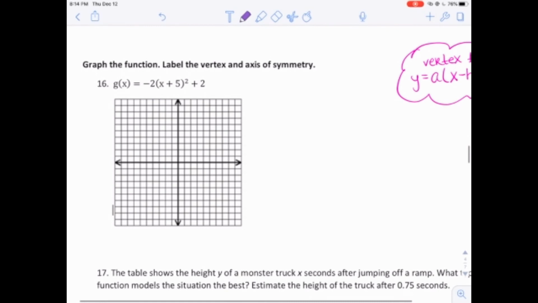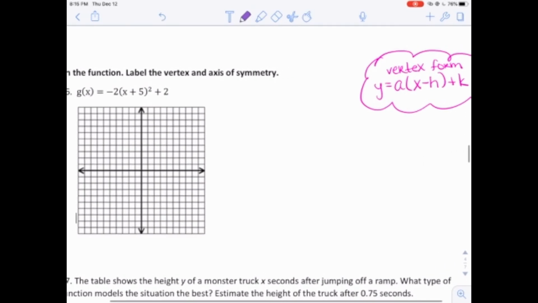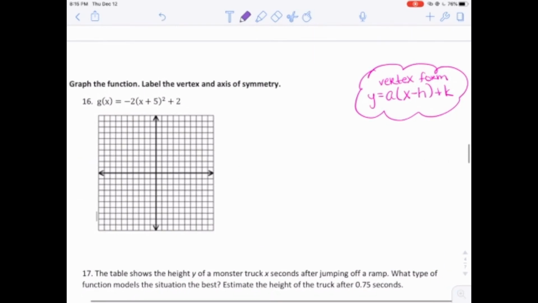All right, problem number 16. We are going to graph this function and label the vertex and axis of symmetry. So you can graph this a couple of different ways. You can either notice that this is vertex form. I've written the equation for vertex form off to the right, or you can also use Desmos.